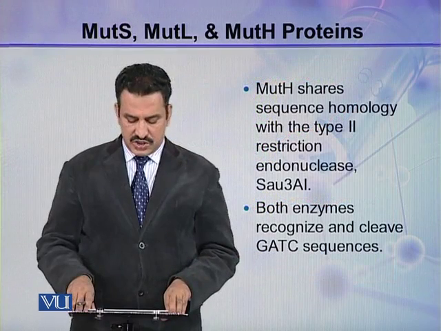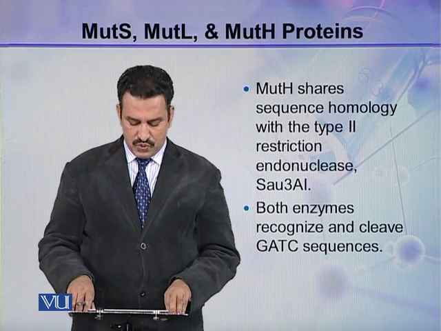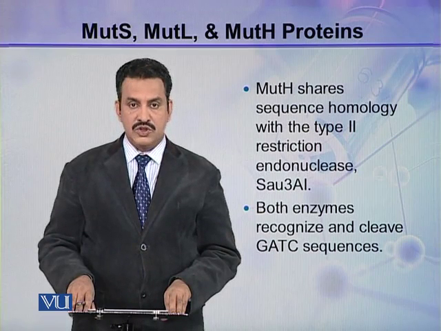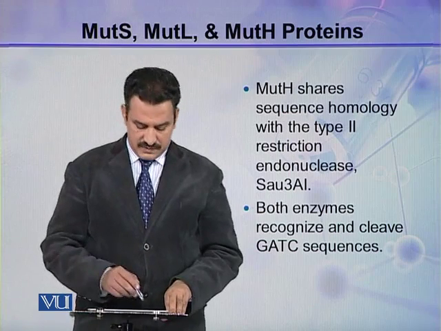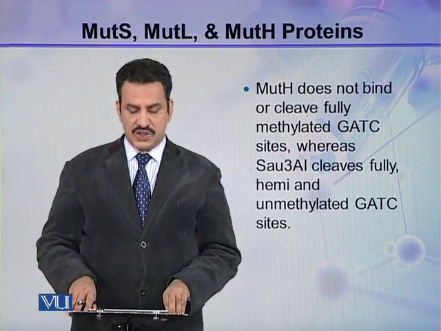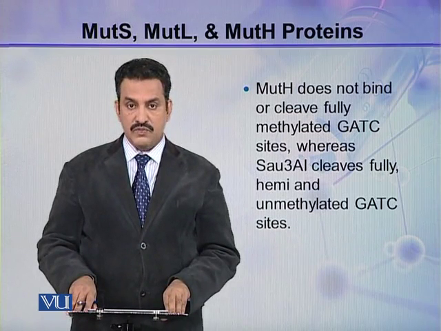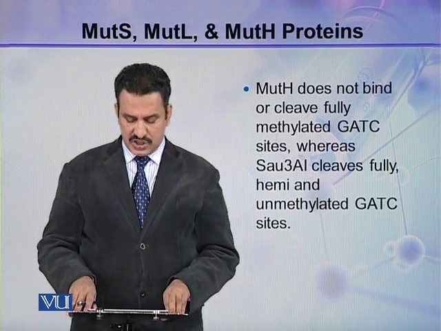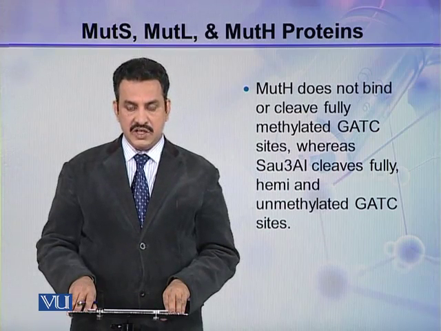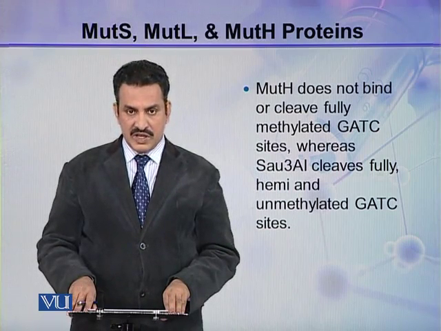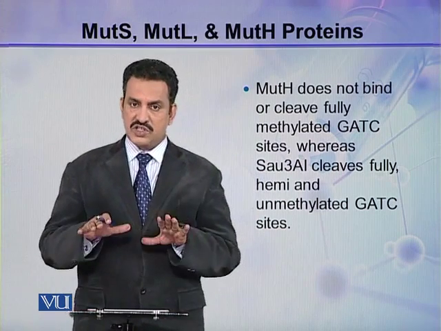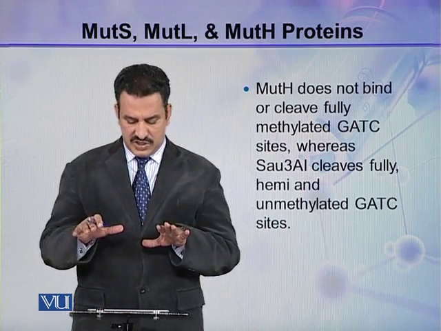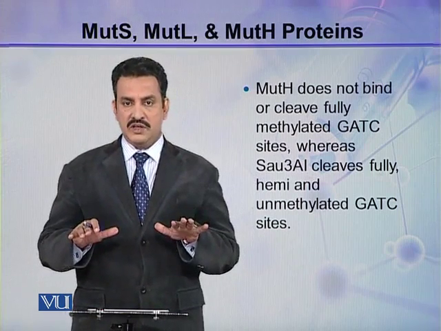MutH shares sequence homology with the type II restriction endonuclease Sau3AI. Both enzymes recognize and cleave GATC sequences. MutH doesn't bind or cleave fully methylated GATC sites, whereas Sau3AI cleaves fully, hemi and unmethylated GATC sites. So this is the difference between MutH and Sau3AI.